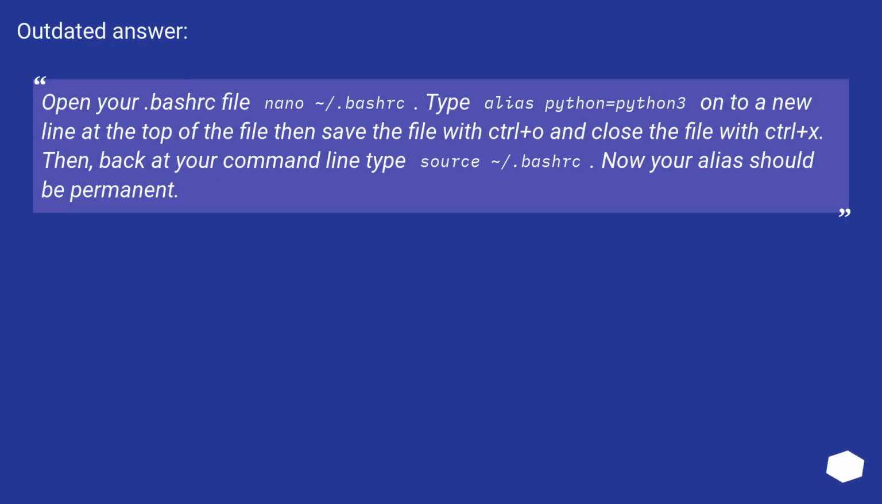Outdated answer? Open your bashrc file: nano ~/.bashrc. Type alias python=python3 on a new line at the top of the file, then save the file with Ctrl+O and close the file with Ctrl+X. Then, back at your command line, type source ~/.bashrc. Now your alias should be permanent.